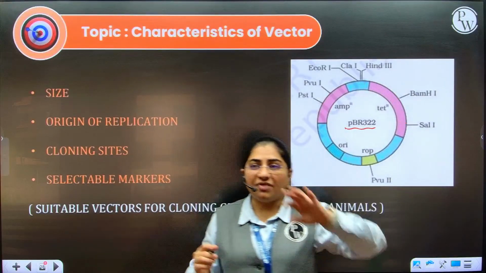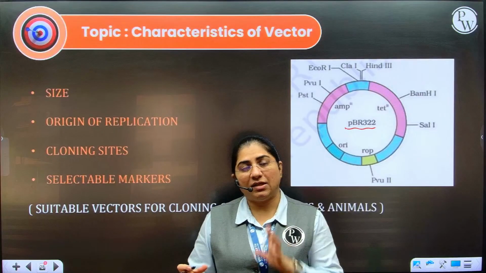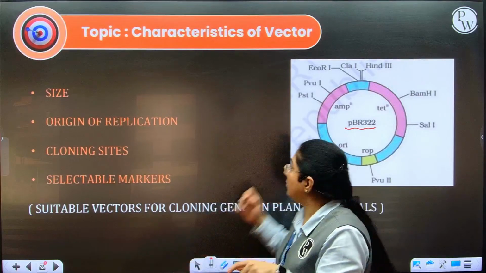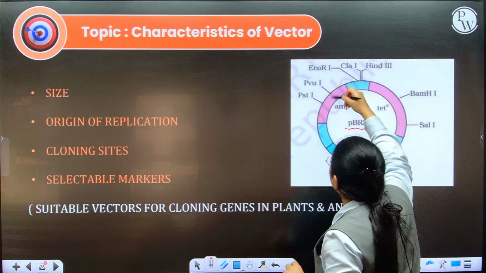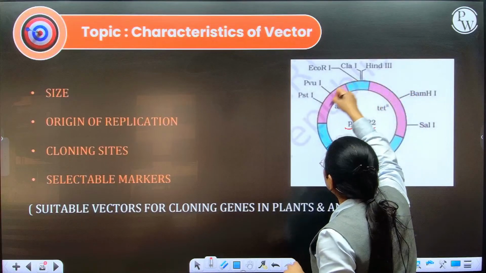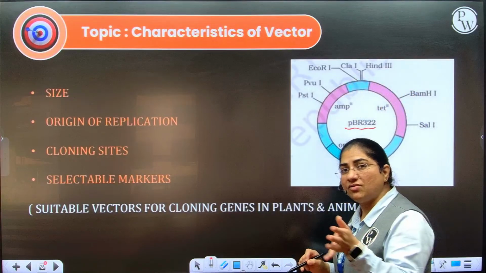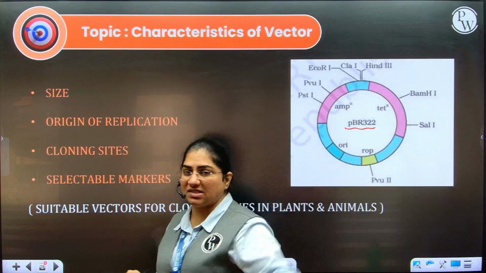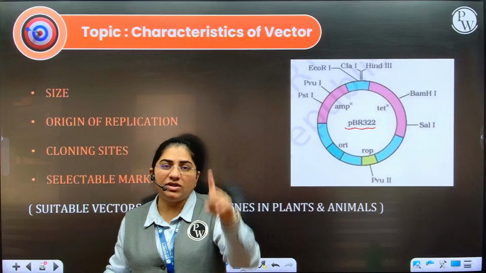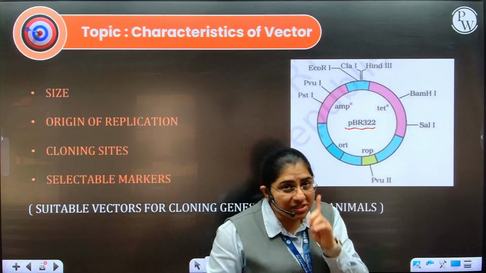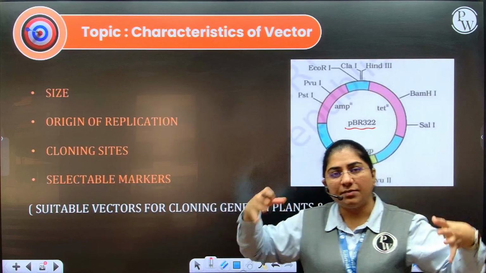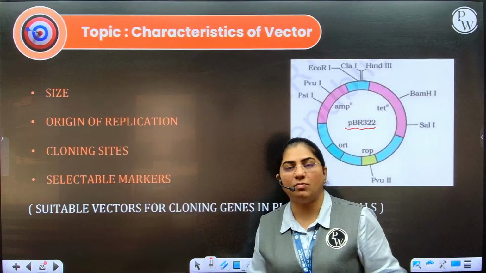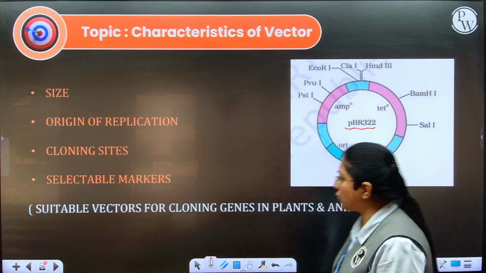Any vector should have a criteria that it should have more than one cloning site or more than one RE recognition sequence, so that more than one RE can work. However, for one RE, there should be, as NCERT says, very few or only one recognition sequence. Otherwise, it will form multiple small fragments and complicate the entire process, which we don't want.